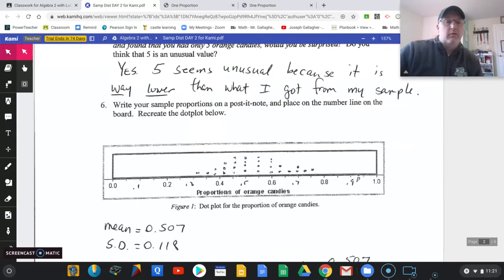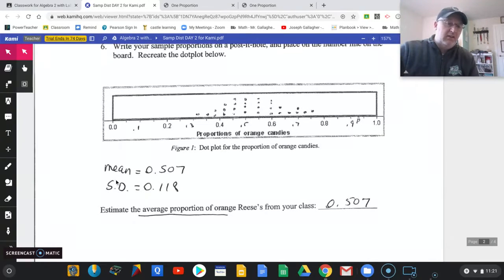So what we then did was we were going to put our sample proportion on a Post-it note like the last one. We're going to place it on a number line and put it up on the board. I did this already. I did a simulation and wrote it out, and these are the numbers I got. So pause it if you need to, and you can jot those down. I actually did the summary statistics. I had a mean of 0.507, a standard deviation of 0.118. Now they wanted you to estimate the average proportion of orange, and 0.5 would be my estimate. I would get rid of the 0.07. I actually just used the exact number here because I had it.